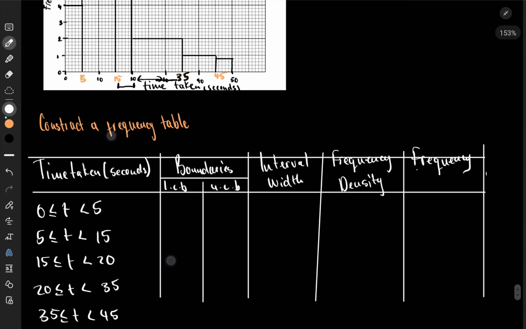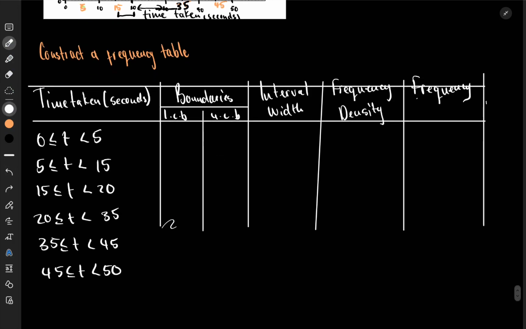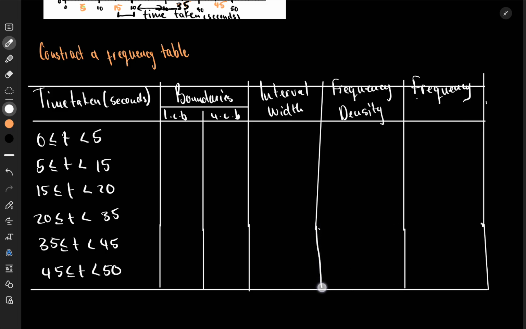I'm just looking at the width of my bars. Now, what are we going to do? When I have it like this, I can put my boundaries. And here the boundaries are so easy because I have a continuous scale already. I'm always going to check: do I have a continuous scale? Here I have one. What do I mean by continuous scale? It's ending at 5 and beginning at 5. Here it's ending at 15 and beginning at 15.